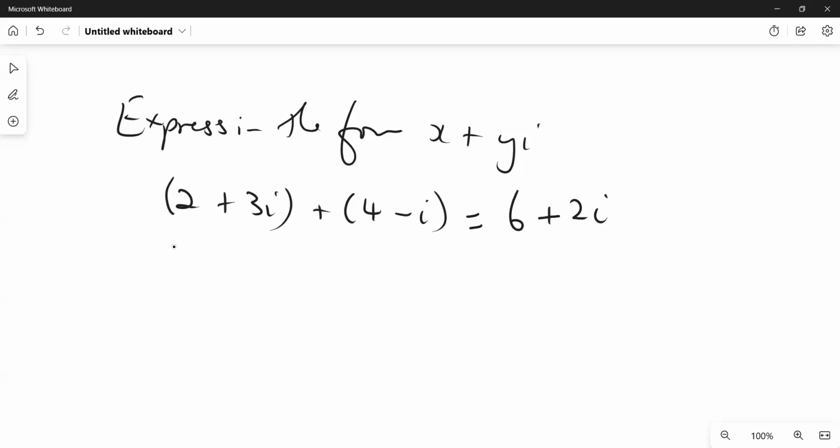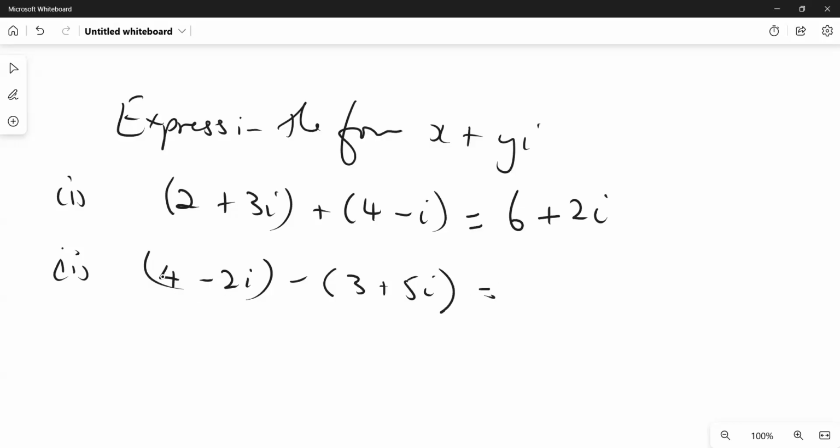Right? So if you have, okay, you have to do subtraction. So maybe this is one. Let's say you're doing subtraction. So you have 4 minus 2i, and you have to subtract 3 plus 5i. You subtract 4 minus the 3, that will give you 1. Minus 2i minus 5i will give you what? Minus 7i, right? Simple as that.